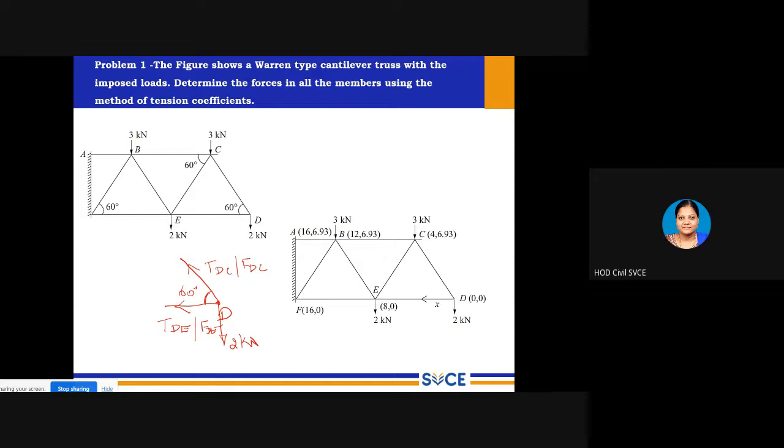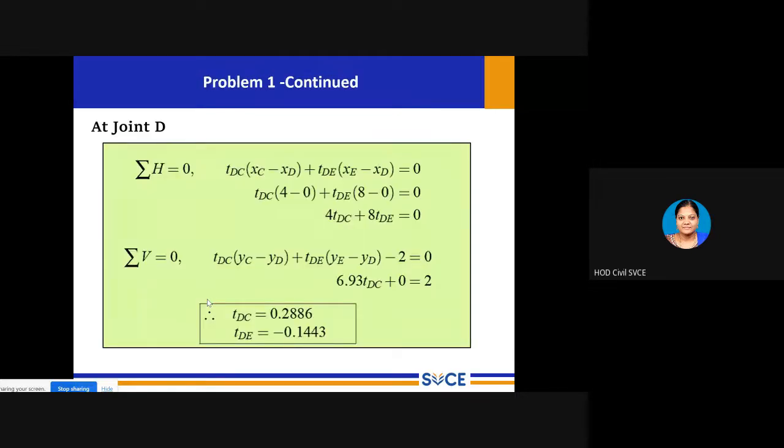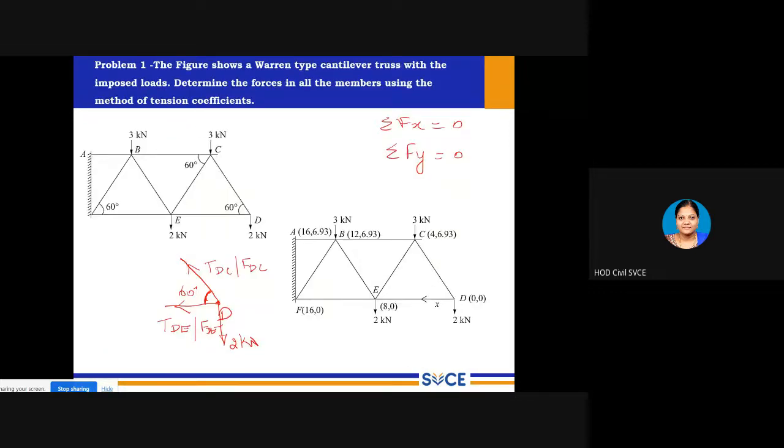Okay, so you can resolve it, right? So you can apply your equation summation Fx equal to 0 and summation Fy equal to 0. So when you resolve this, now you have to write again that equation, whatever equation we have. So what is that equation as per the tension coefficient method? What is the equation we have? So we have TDC and TDE, right?